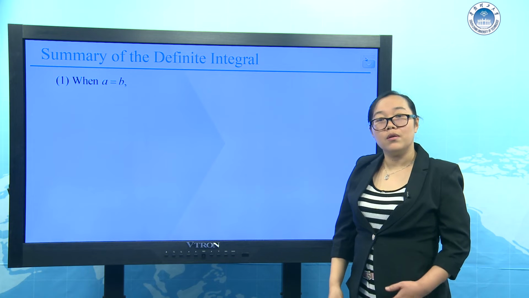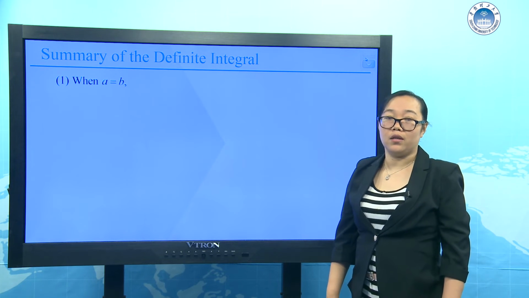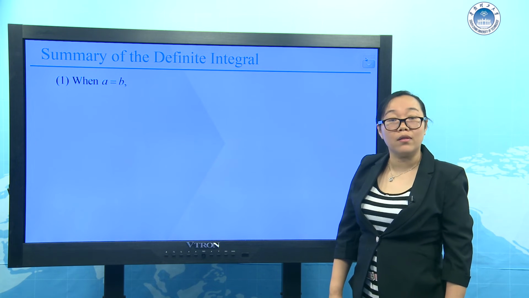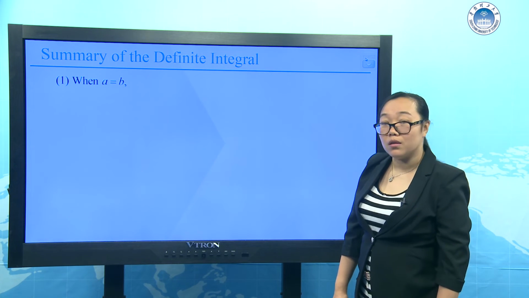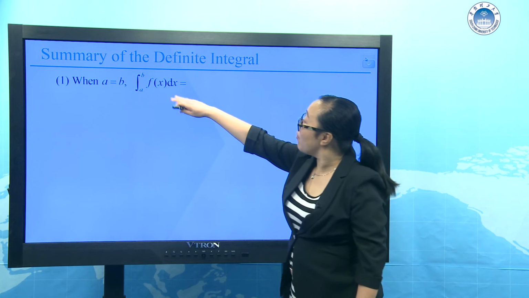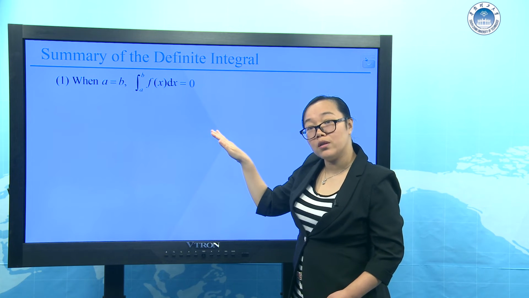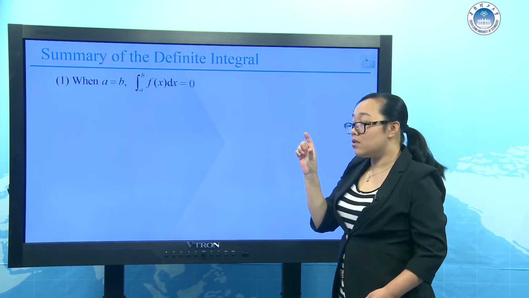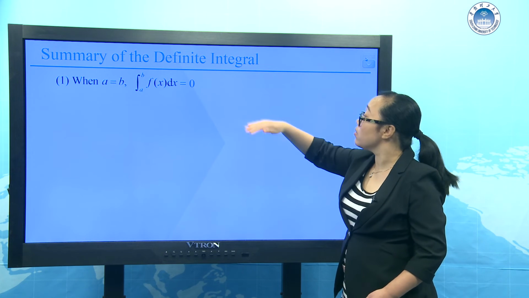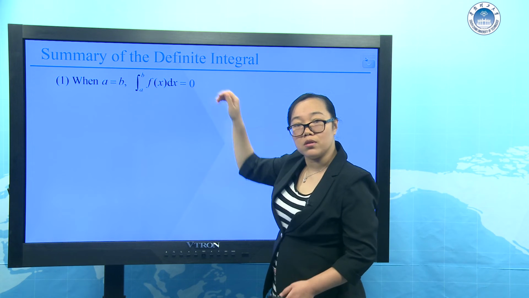According to the two examples, we try to get some summary of the definite integral. Look at property 1. If a equals b, you can think of the figure in your mind. If a equals b, the integral is 0. Why? If a equals b, the corresponding region becomes one segment. The area of a segment equals 0. So from 1 to 1, 3 to 3, 4 to 4 equals 0. Why?